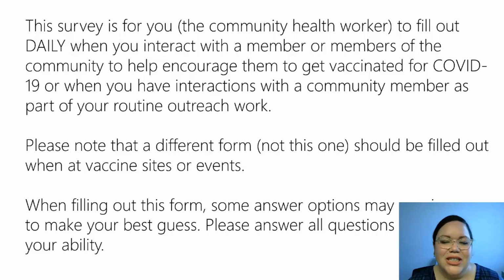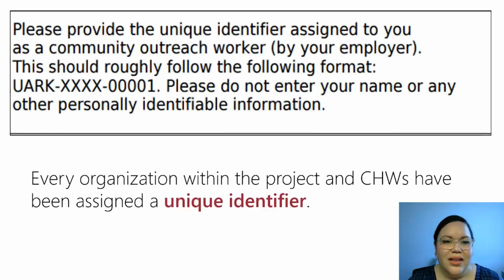So please answer these questions as best you can. Some of them may require you to just use your best judgment, but please try to answer all the questions to the best of your ability. From this, it goes into the first part that you fill in. This asks you to provide the unique identifier assigned to you as a community health and outreach worker. This will be a certain format. It is rather long, so please take the time to identify within your organization what your number is and be able to recall it well, since you will be entering it every time that you submit this form.